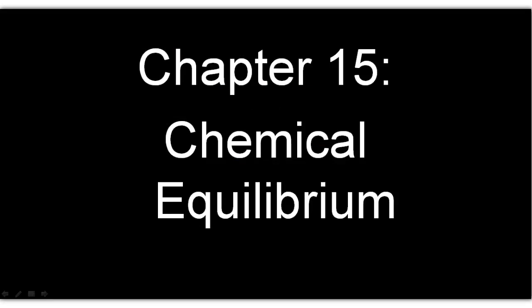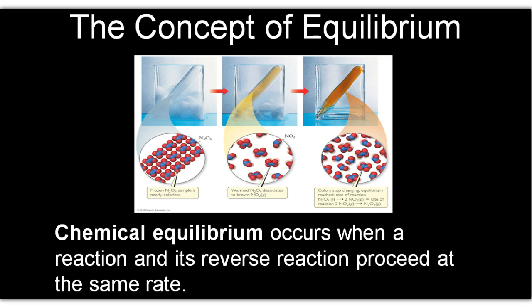This is the first lecture for Chapter 15, which is Chemical Equilibrium, and we'll actually have about 3 chapters' worth of equilibrium, but this first one just gives us the basics. So when we talk about equilibrium, we're talking about how a reaction can go back and forth from reactants to products and products to reactants.